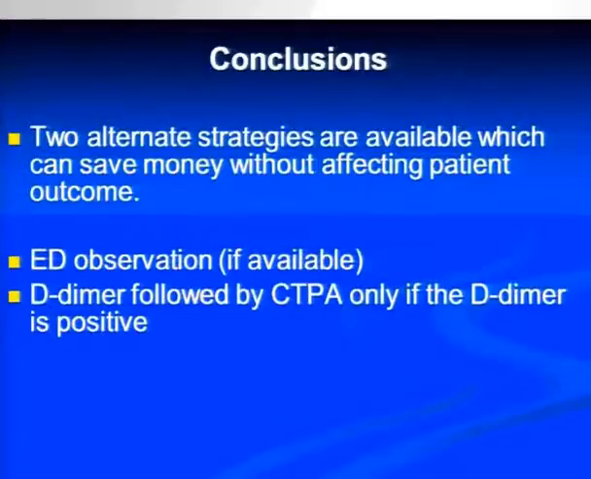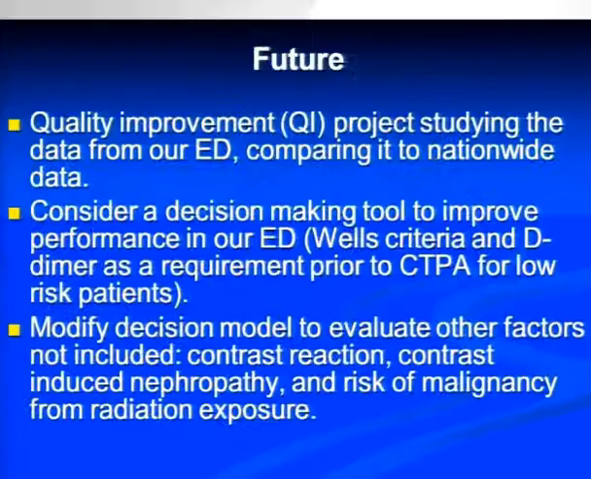We propose 2 alternate strategies which are available that can save money without affecting patient outcome. These are ED observation, if it's available at your institution, and D-dimer followed by CTPA only if the D-dimer is positive. In the future, we would like to perform a quality improvement project studying the data from our emergency department, and we'd consider a decision-making tool to improve performance, such as Wells criteria and D-dimer as a requirement prior to CTPA for these low-risk patients.